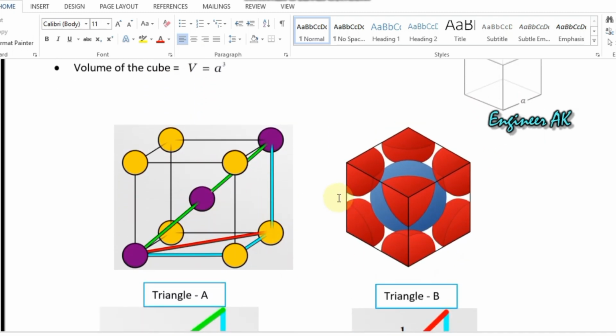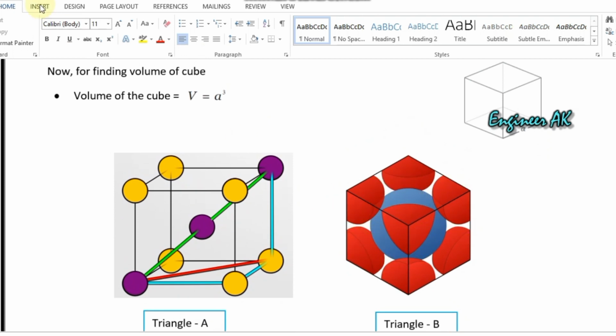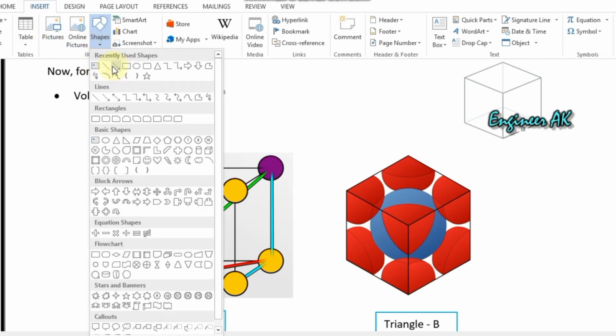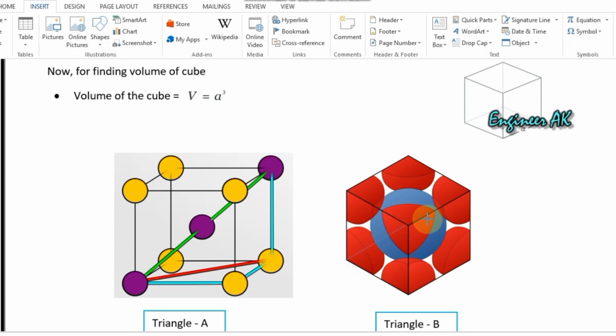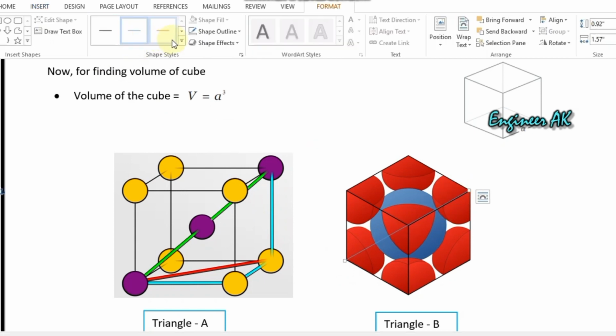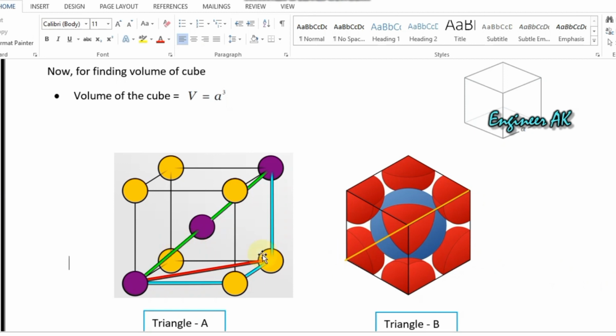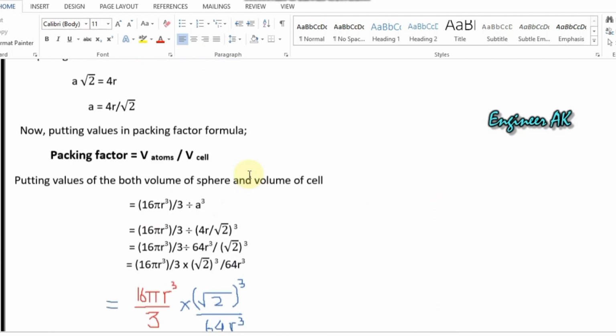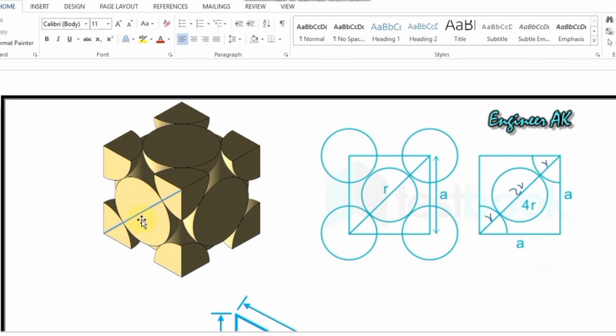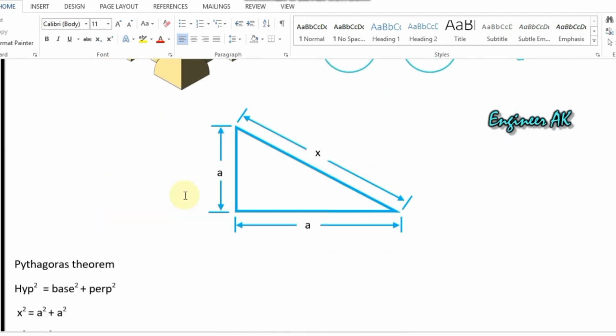Now in this structure, let's first see this red line. It starts from this corner and passes through the center. In this structure, these two corner atoms are touching the center one. This line passes through these two atoms and the center of this atom. If we see its 2D structure, it looks like this. We cannot simply take it straightforwardly like in FCC, because there is no atom touching these two, but the line is passing through the center.